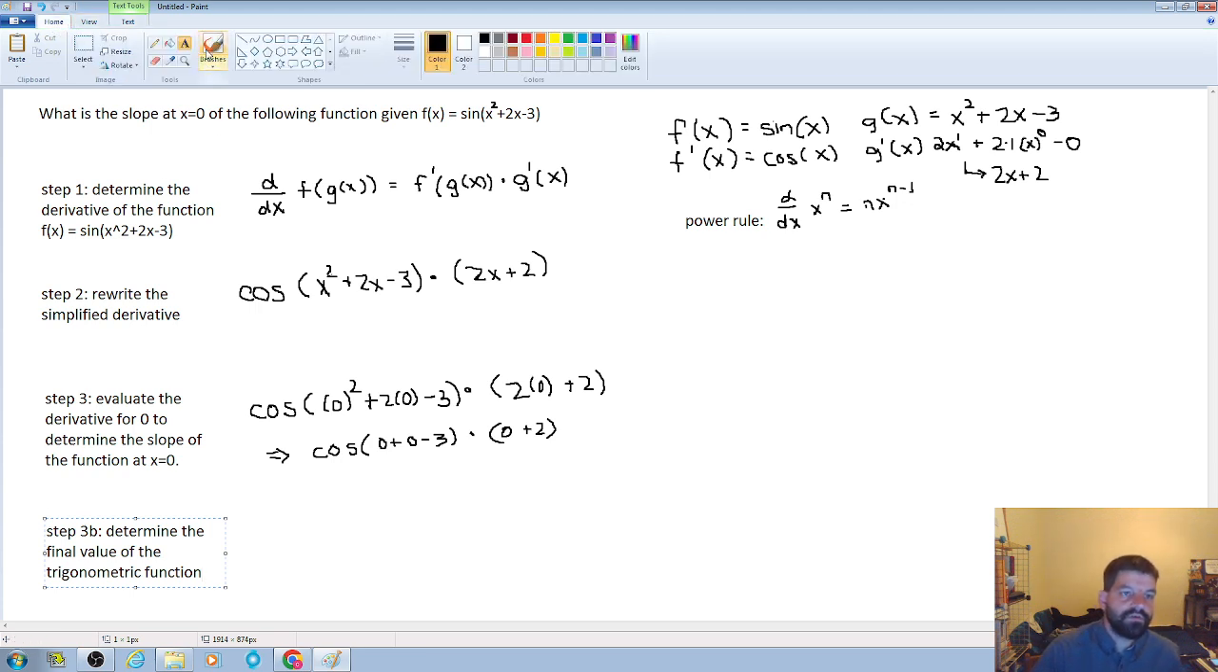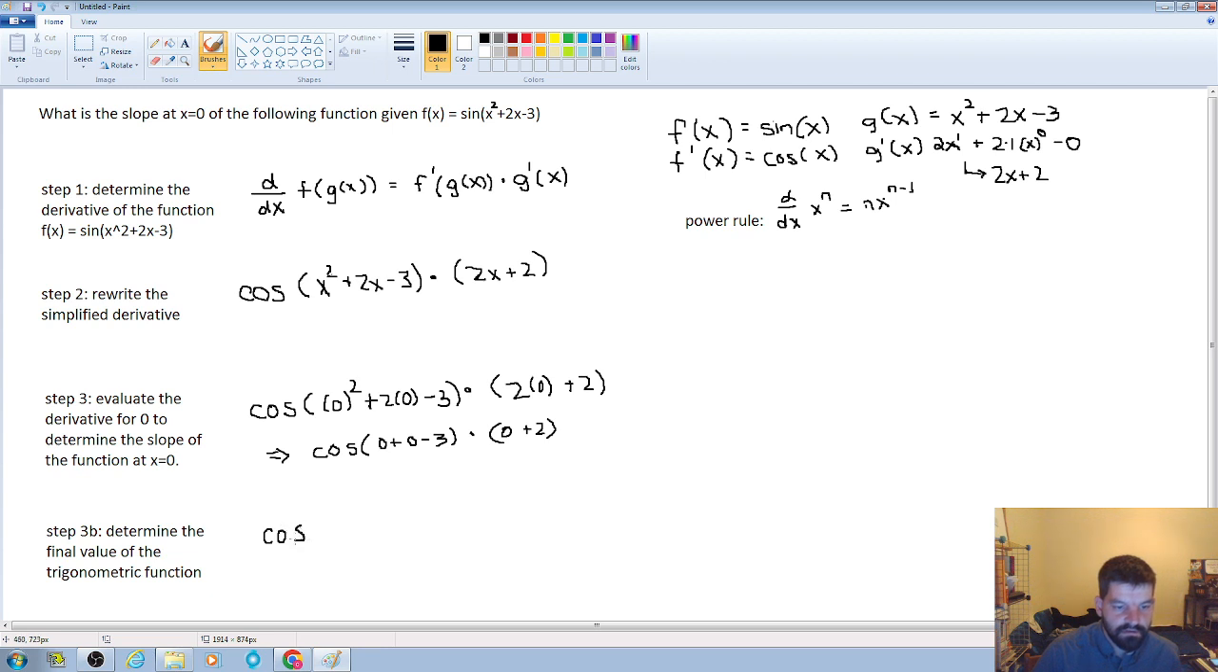So this is going to be the cosine of -3 times 2. And when you evaluate this using your calculator, your result is going to be an approximation of -1.98 after rounding, and that would be the possible choice in your answer pool.